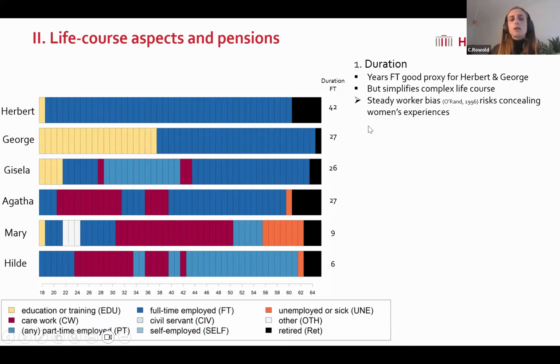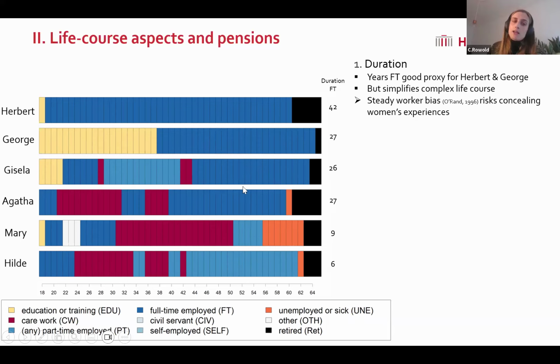The duration is simply the sum of, for example here, full-time employment, this dark blue one, across the observational period. For example, if we focus on Herbert and George here, we could say that the years of full-time employment might be a pretty good proxy to compare these two life courses. Herbert has a longer duration of full-time employment than George. However, if we compare George's work-life course with those of Gisela and Agatha, we see that they have almost the same or even exactly the same duration of full-time employment.